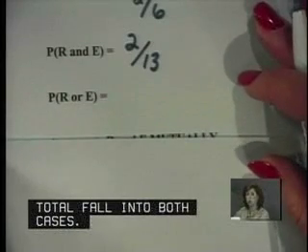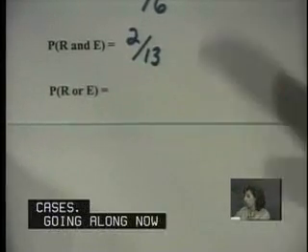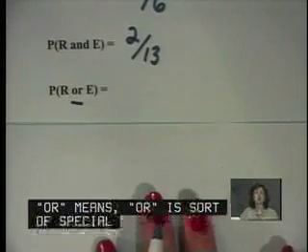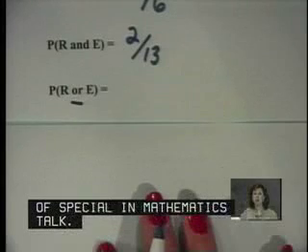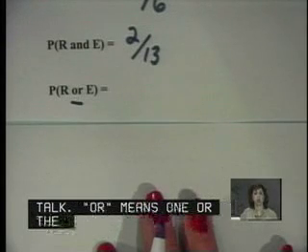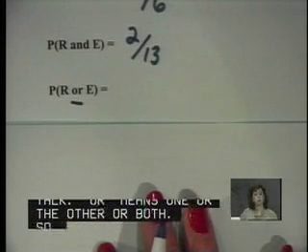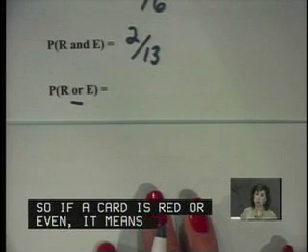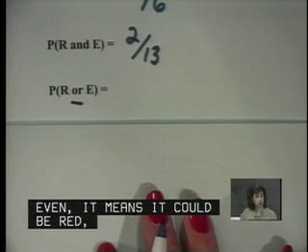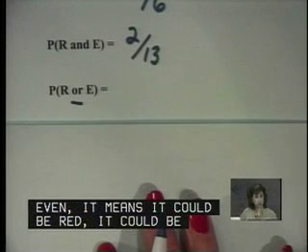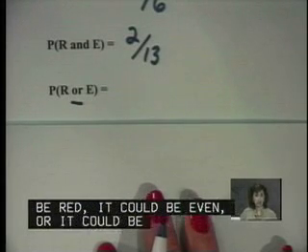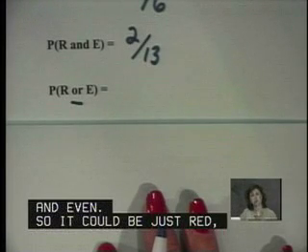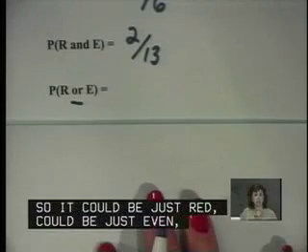Going along now, what OR means, OR is sort of special in mathematics talk. OR means one or the other or both. So if a card is red or even, it means it could be red, it could be even, or it could be both red and even. So it could be just red, could be just even, or could be red and even at the same time.